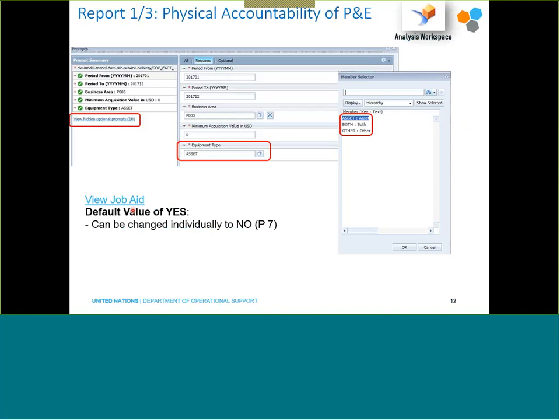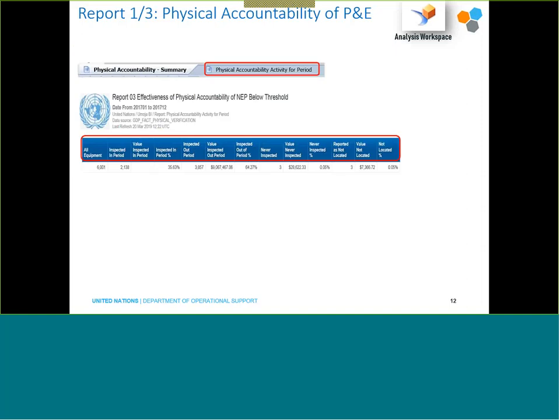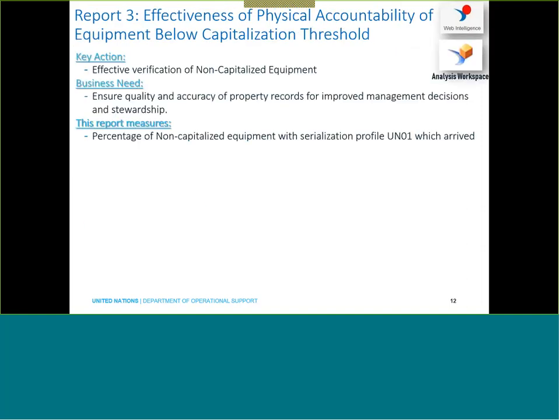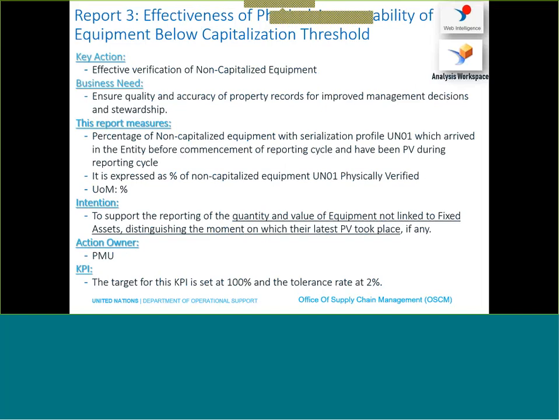So again, you would just have to go back to the main screen here. When it says other, what we're talking about here is the non-capitalized equipment with serialization profile UN01. Remember, for the AWS that combines more than one report, all you have to do to understand what it's talking about is go back to the slide that we have for each one of these reports, and see what the report measures, what's the business need, what's the intention of the report. And when you see a combination of both in an AWS like this one, and you see assets, both, and other, the other will always refer to the other report.